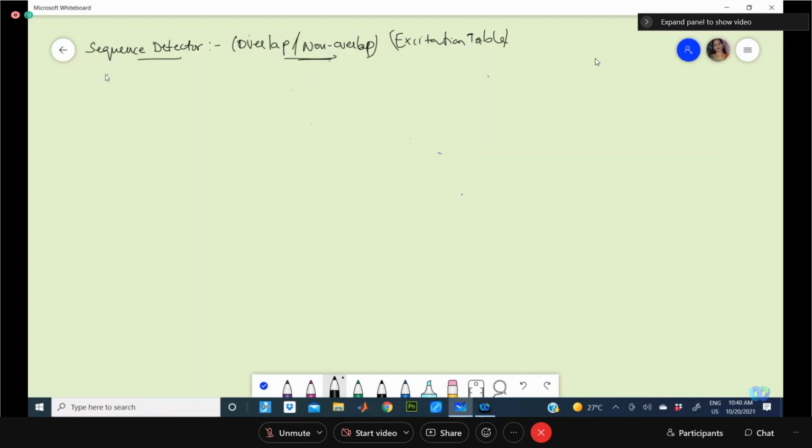So let me take a simple sequence, say 0101 is the sequence we want to design for. Can you identify how many bits can be taken as overlap, if any overlap bits are there? 2 bits are there. So the last 2 bits can be taken as the first 2 bits of the next sequence.